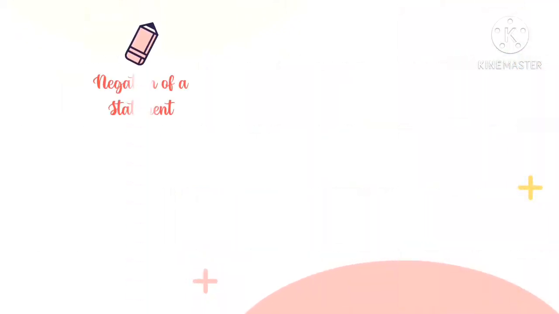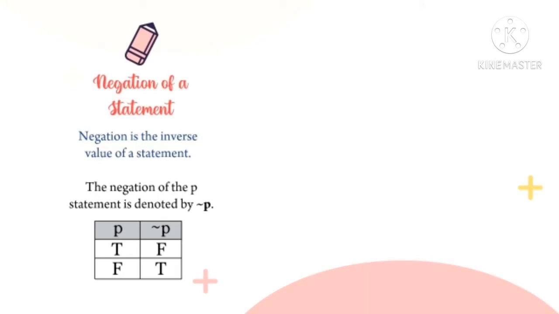Next, about negation of a statement. Negation is the inverse value of a statement, where when a statement is true, then the negation is false, and when a statement is false, the negation is true. The negation of the statement P is denoted by tilde P.